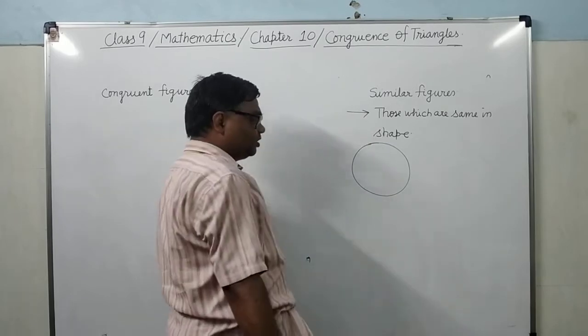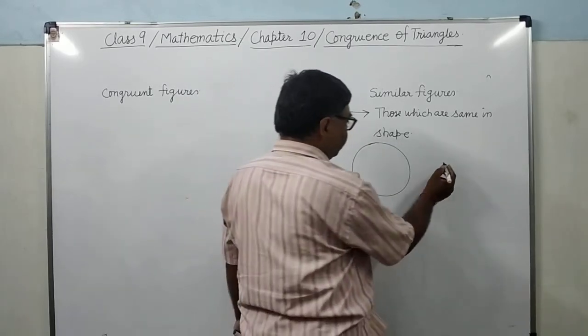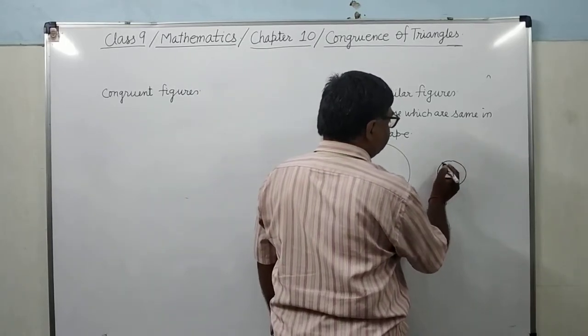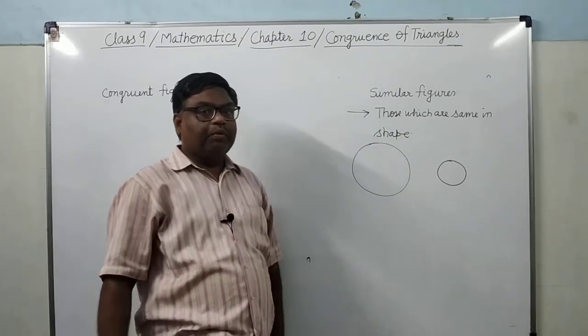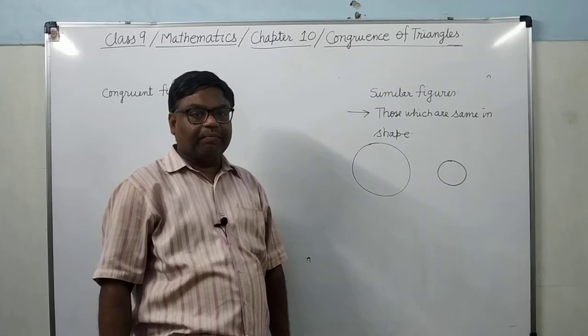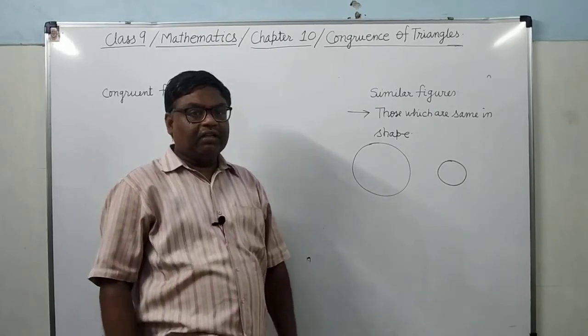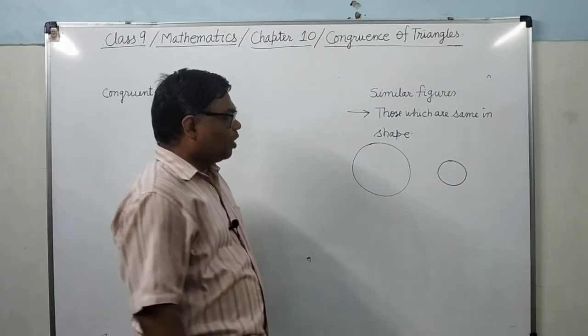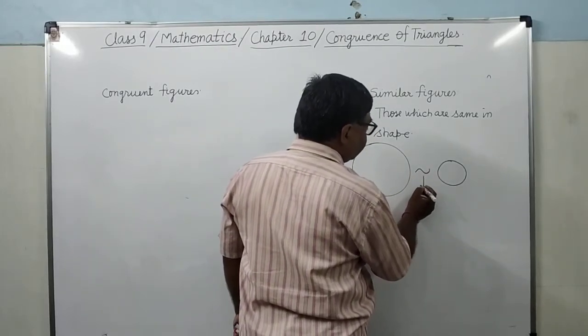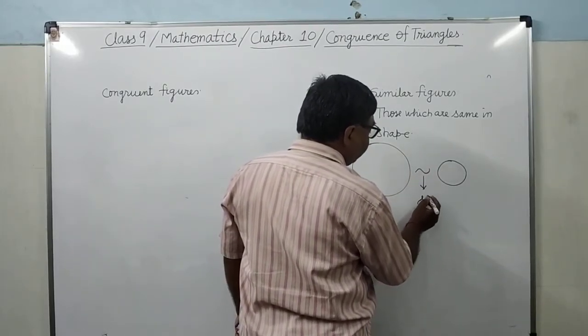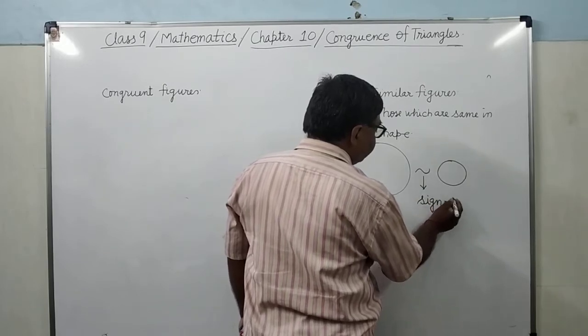For example, this is a football and this is a cricket ball. It's clear? Both are same in shape. Both are spherical. Therefore, they are similar. What is the sign of similarity? This is the sign of similarity.